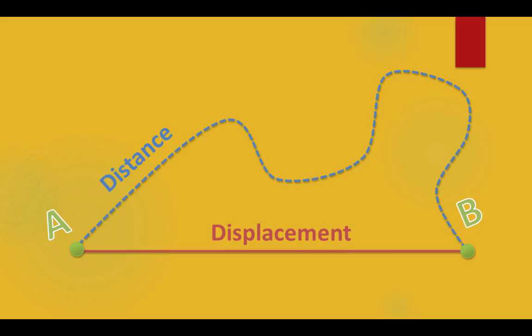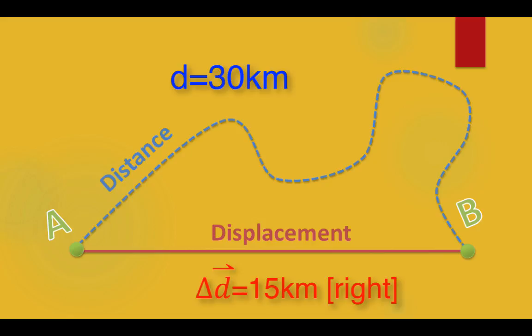Because distance does not include direction, distance may include the length of a path from point A to B that is not straight. Displacement, which includes a direction, can only be represented by a straight line. Both include magnitude and unit, but only the vector value, which is displacement, includes the direction. So in this case, the curvy line represents distance from point A to point B, which is 30 kilometers long, while the straight line is displacement from point A to point B, which is 15 kilometers to the right.